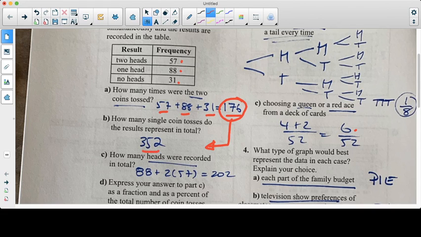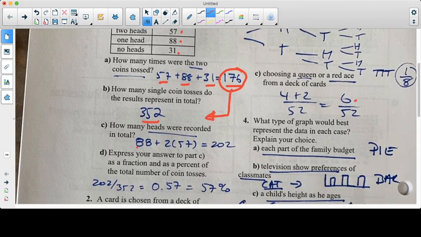And it asks how many heads were recorded in total. This question is a little interesting. I like it. 88 times you had heads come up once, so you're going to count those 88 heads. 31 times you had no heads, so you don't care about that. And 57 times you had 2 heads, so you're going to have to double that. Either add 57 twice or multiply 57 by 2. When you add those up, you get 202. So 202 out of 352 times, you had a head show up, which is 57% or 0.57.